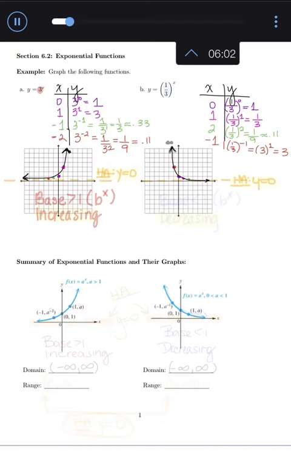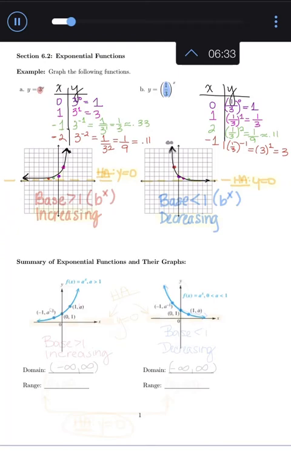On the problem on the right, we're looking at a problem where the base of our exponential graph is less than 1. We have b to the x where the base b is less than 1. That's why we have a fraction like this. We have a fraction of 1/3, which means your base is less than 1. And that's why we got an exponential graph that is decreasing, because the base is less than 1.